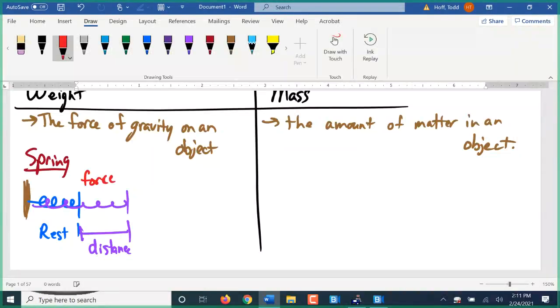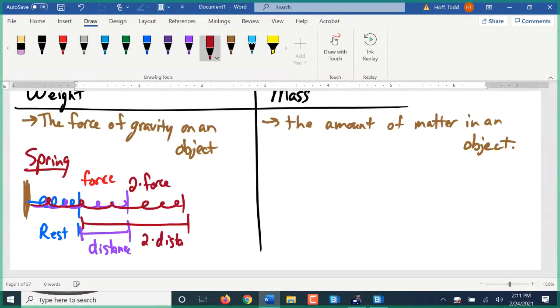Now if we double the amount of force, the distance stretched is also 2 times. The distance that the spring stretches is exactly, very precisely proportional to the amount of force that's put on. So we can use a spring to measure force very precisely.